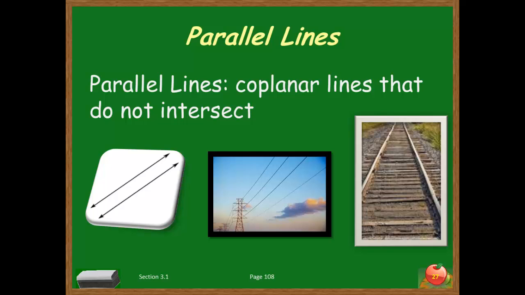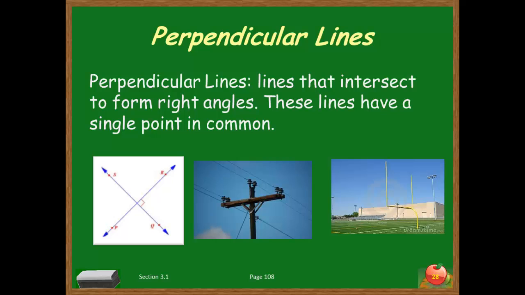Parallel lines. Parallel lines are coplanar lines that do not intersect. They must be coplanar. These electrical wires are parallel lines. These railroad tracks are parallel lines. Perpendicular lines intersect to form a right angle. They have a single point in common. These poles for the electrical wires are perpendicular. The football goal posts have perpendicular bars. These are perpendicular.